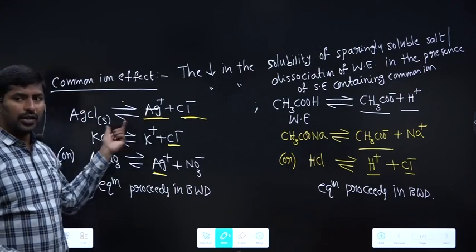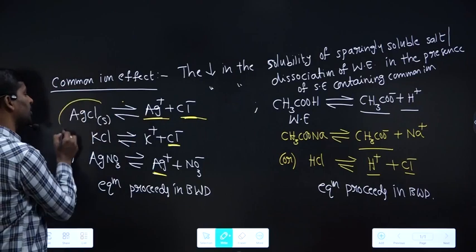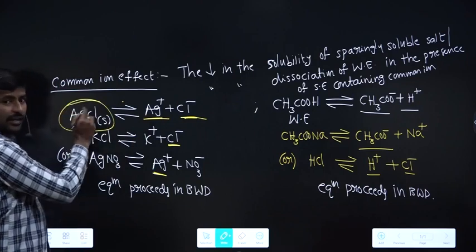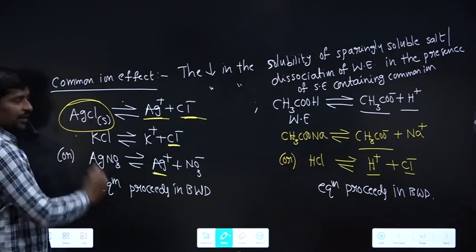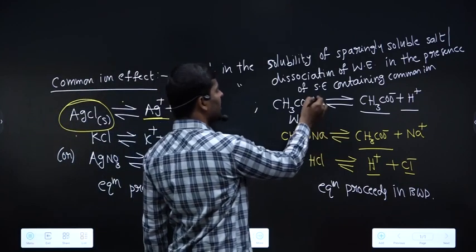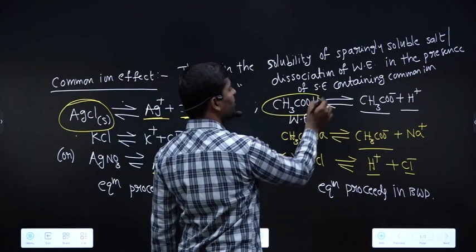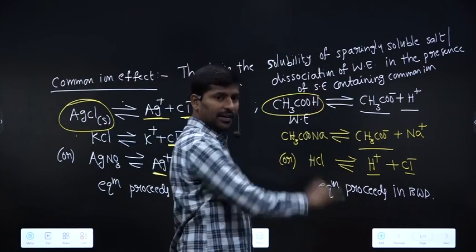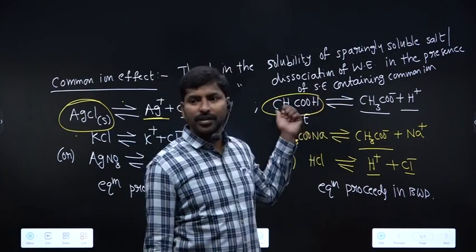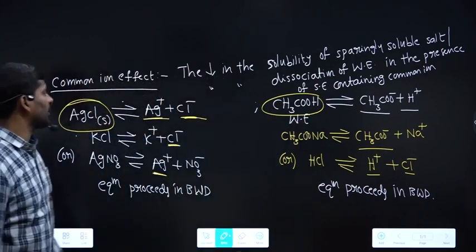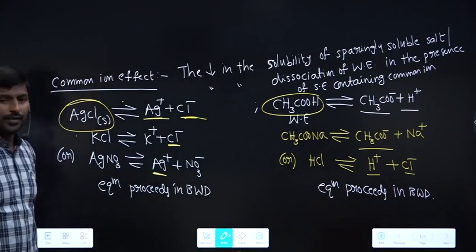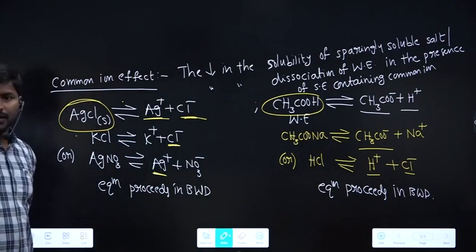So in both the cases, what are we observing? Here, what happens to the solubility of silver chloride, increasing or decreasing? Backward direction means the solubility of silver chloride decreases. Here it proceeds in the backward direction, which means the dissociation of acetic acid is decreasing. That is called common ion effect. So these are some applications of Le Chatelier's principle.